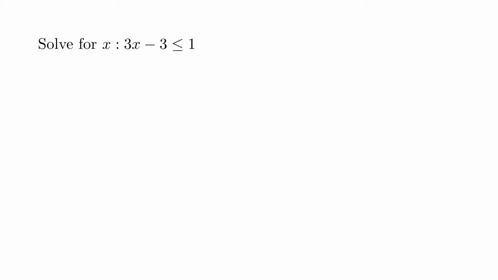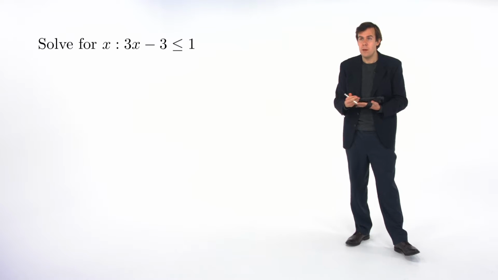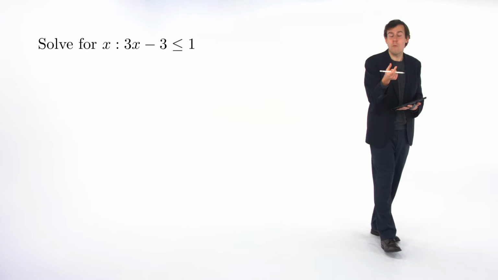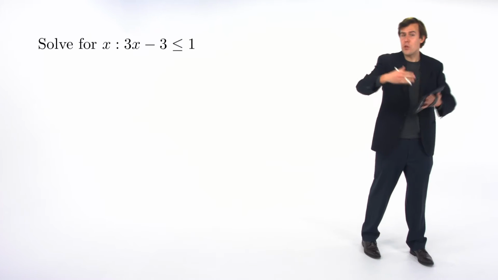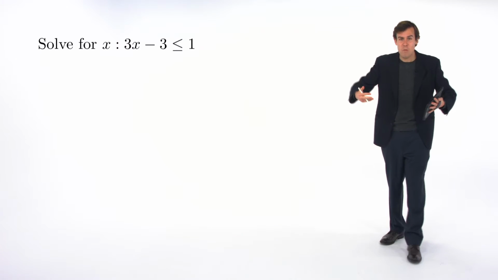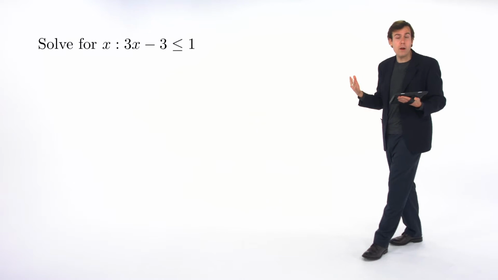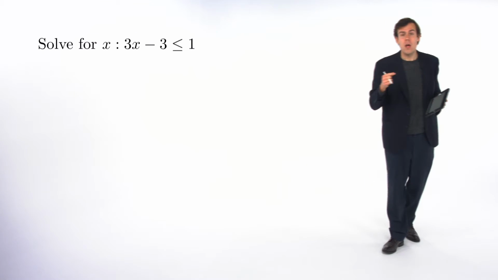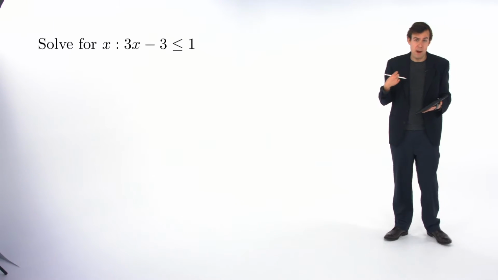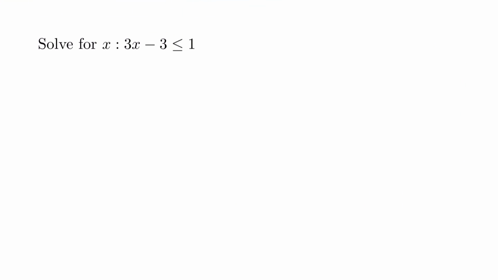So I have 3x minus 3 less than or equal to 1. So I'll show how to solve this in two different ways. I'll first show the purely algebraic way, where we just try to solve for x, which is, I think, important. This is a good way to do it. But it doesn't tell the whole story, in my opinion. It's also very helpful to think about this in a geometric way.